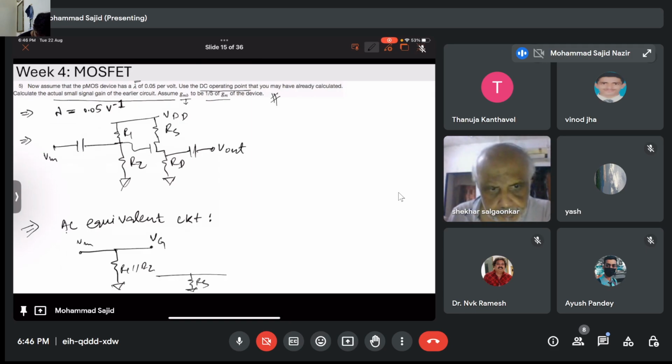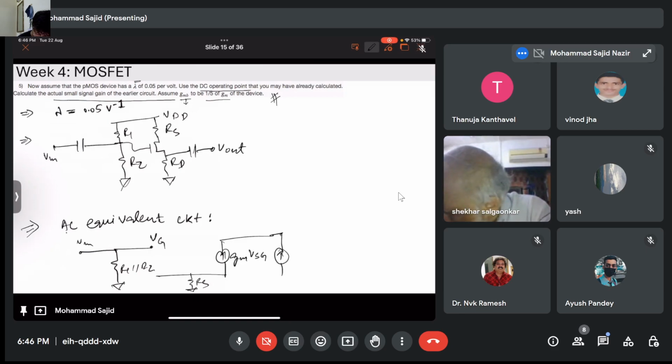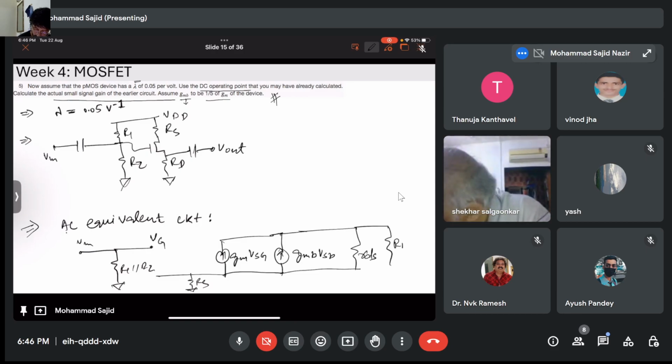This is RS. This should be VS, G, and we have another current source that is GMB. Okay, that is like this. And we have RDS here, and we have RD here. This is VR. Is it understood how I draw this circuit? Any confusion till now?